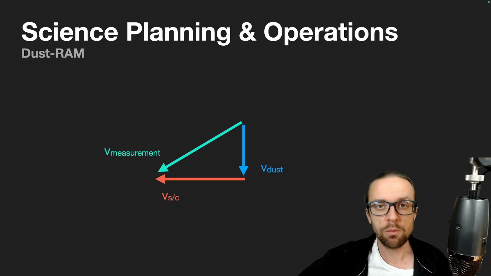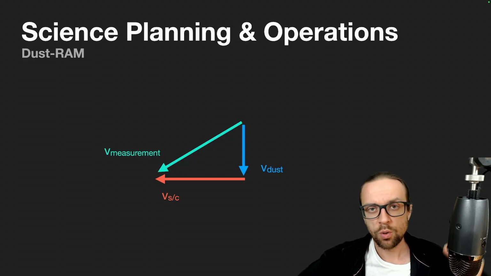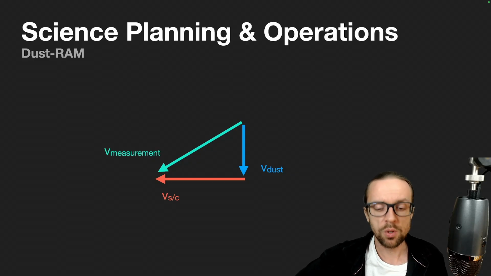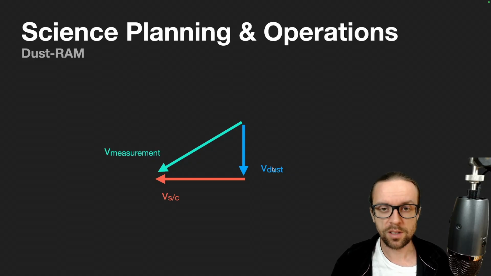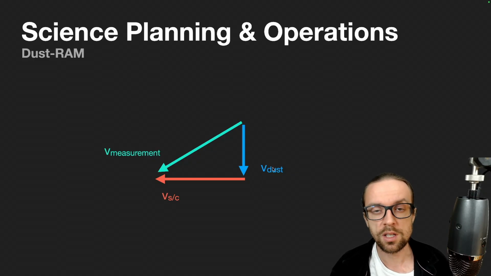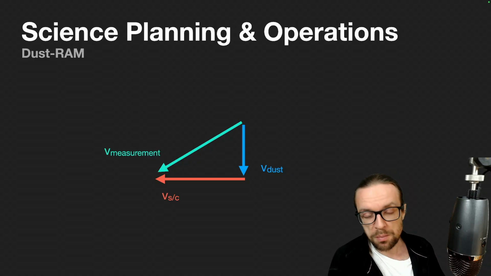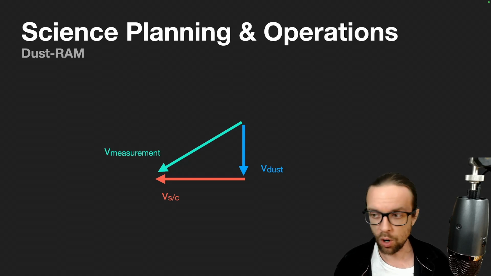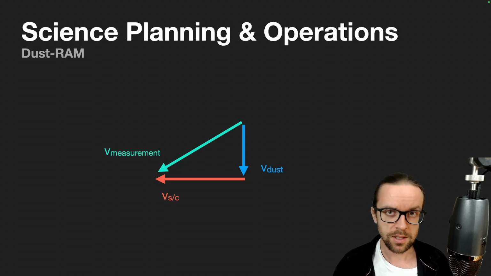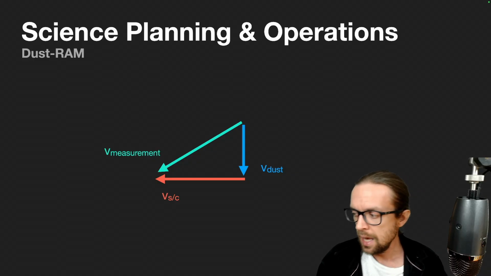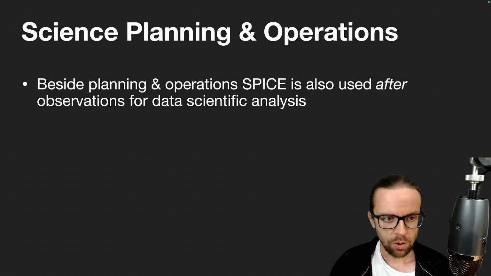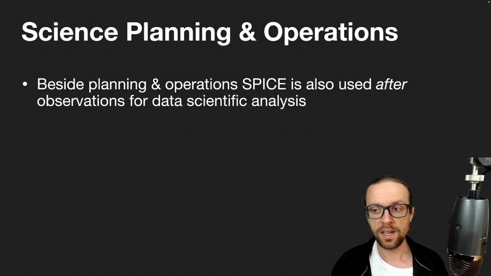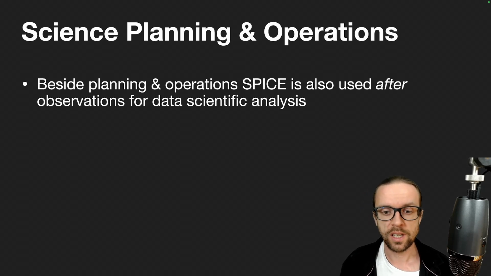And with this vector and with SPICE, we know then the velocity of the spacecraft in the Saturn-centric coordinate system, and we can compute back the velocity of the dust particle around the Saturnian system. And then with SPICE, we can, for example, compute the orbital elements of the particles. But we will talk about the orbital elements a little bit later. So long story short, beside planning and operations, we use SPICE also after the observations for data scientific analysis.